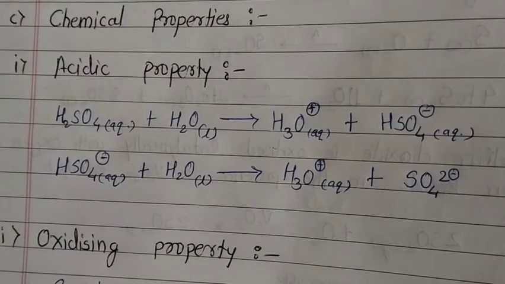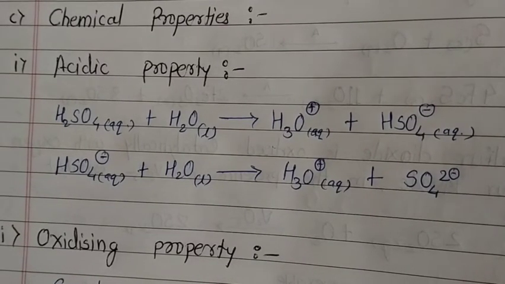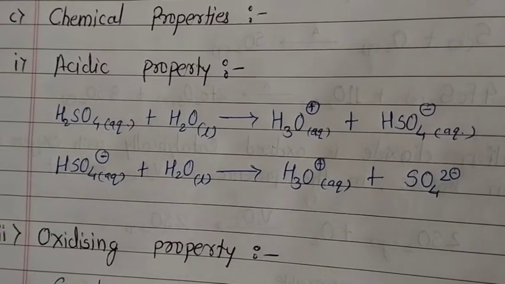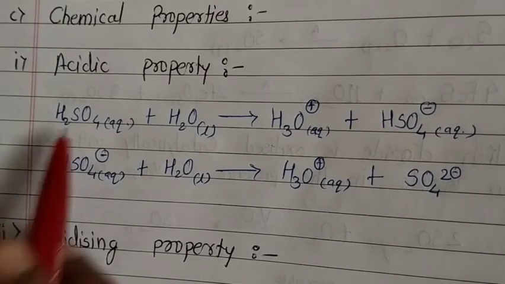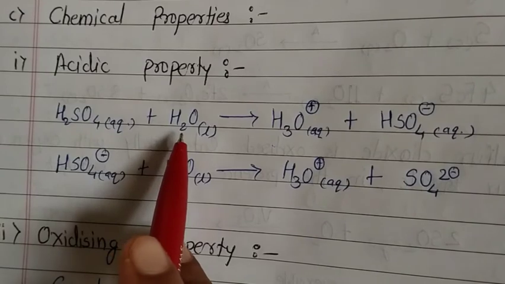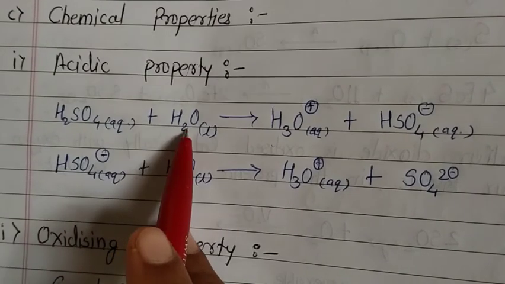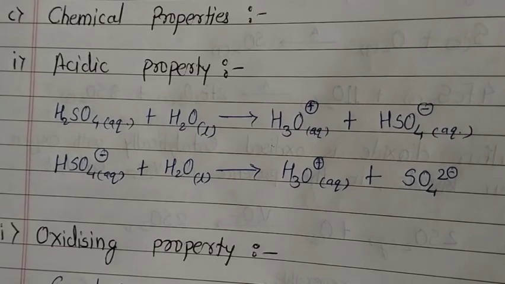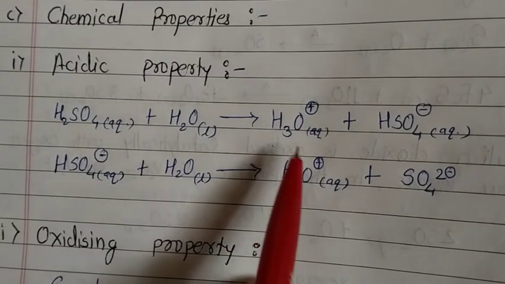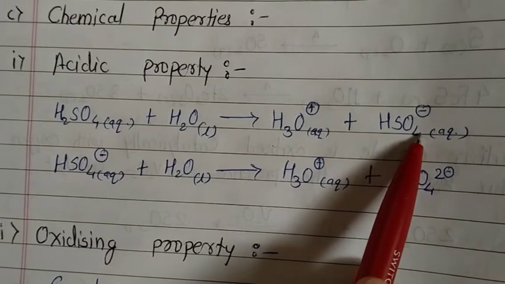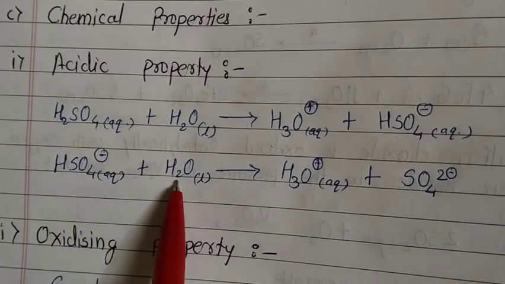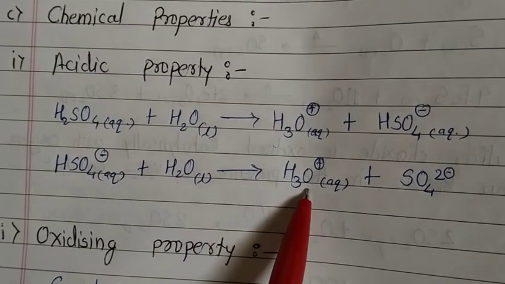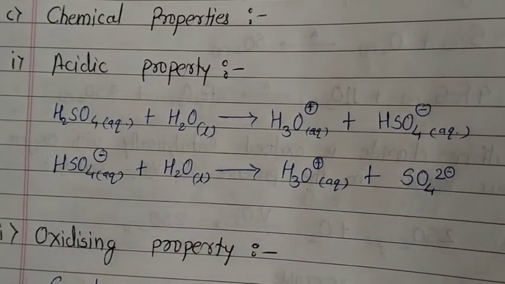Next is chemical properties, in which first is acidic property. Sulfuric acid ionizes in aqueous solution in 2 steps. First, H2SO4 ionizes in aqueous solution, means when diluted it gives H3O positive plus HSO4 negative. This is the first step. In the next step, the HSO4 negative ion again in aqueous solution gives H3O positive plus SO4 2 negative ions.